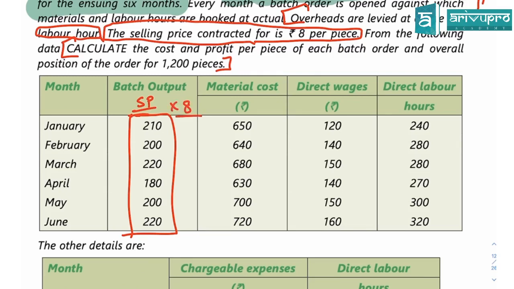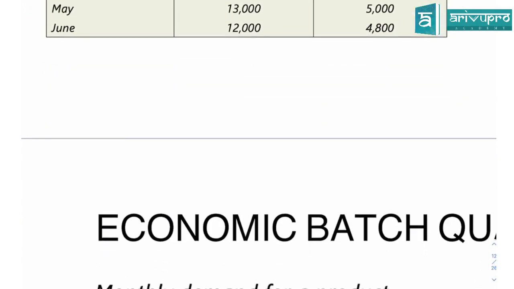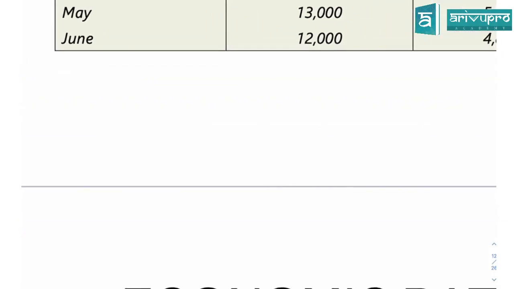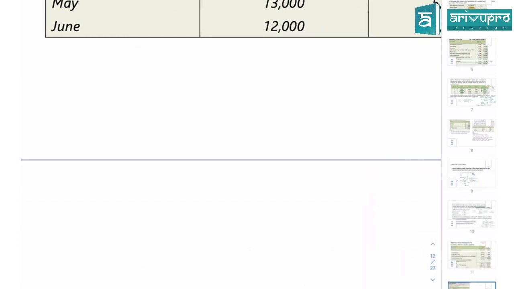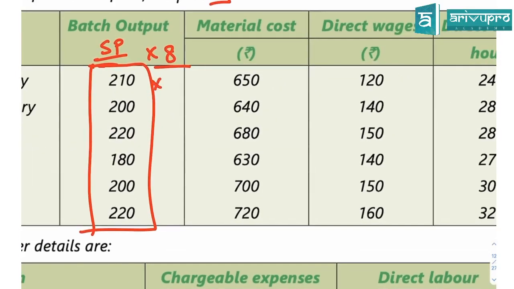Yes or no? So, first thing I am going to do is, see here, I'll multiply each of the units into the selling price, that is multiply each of them by 8. When I do this, will I get the total sales?